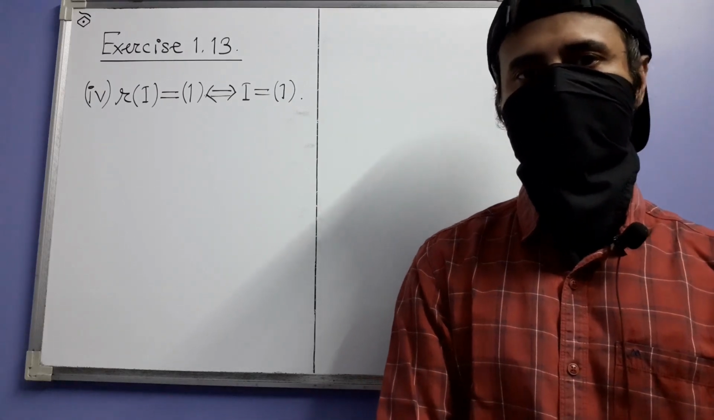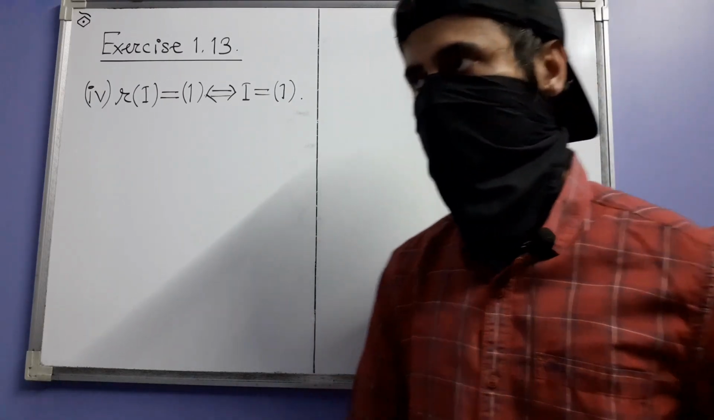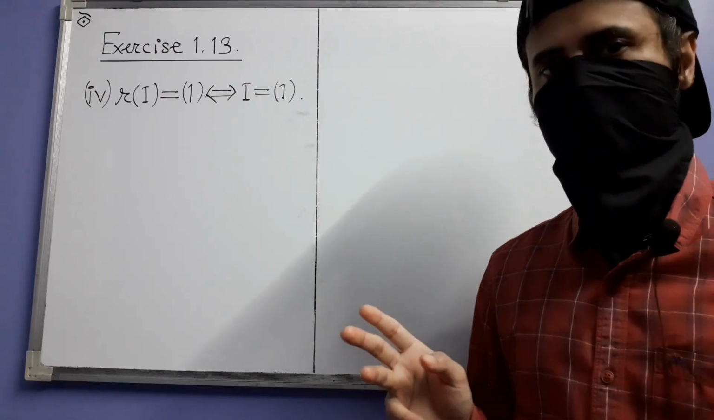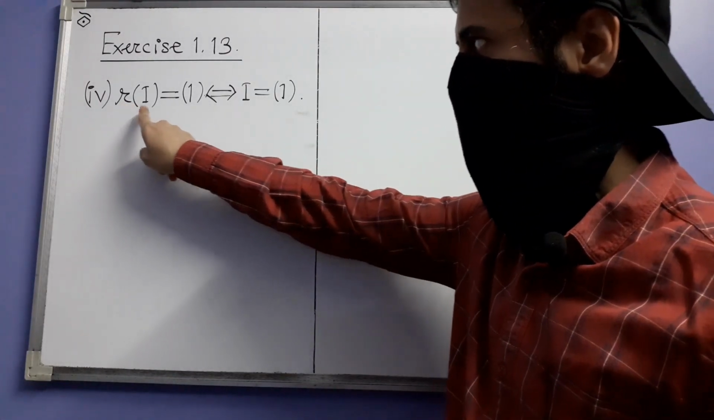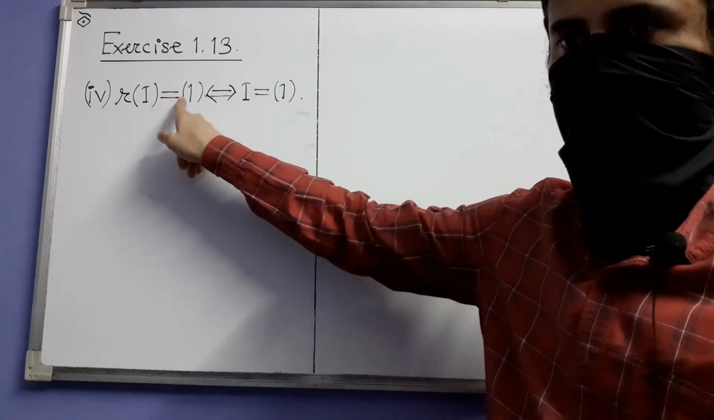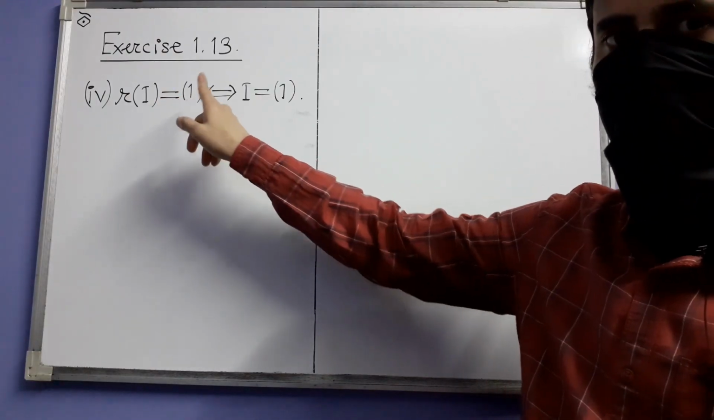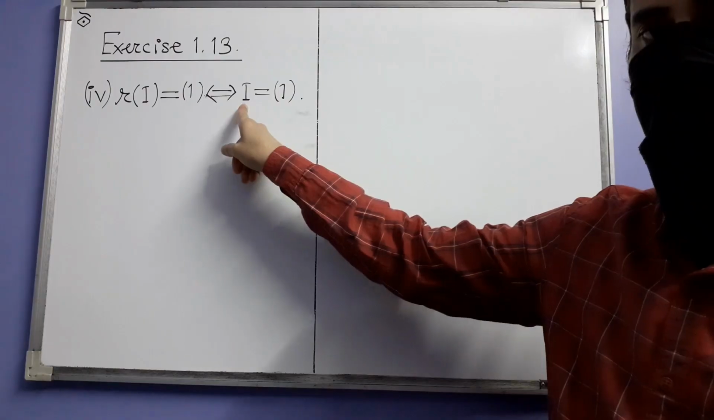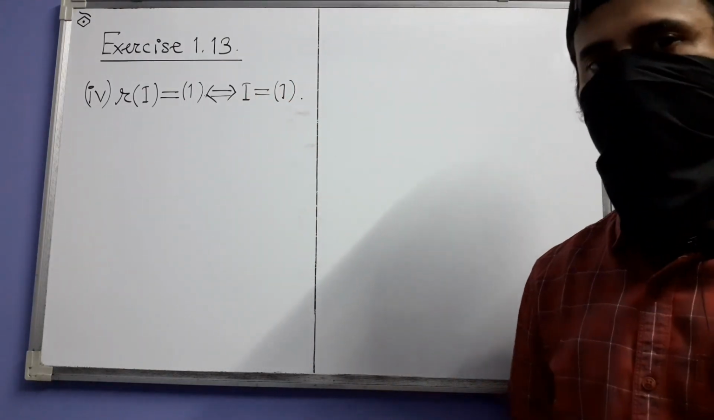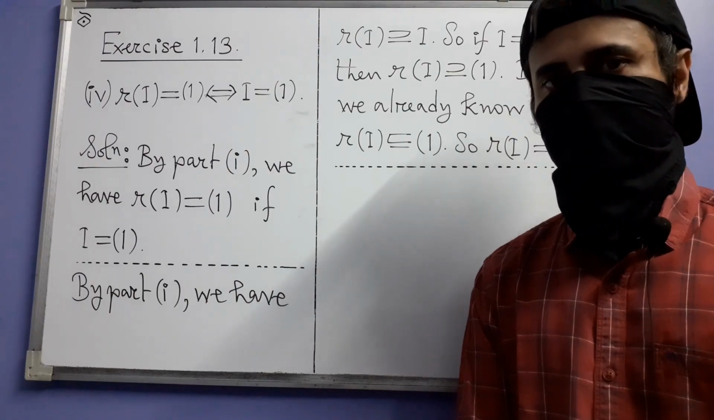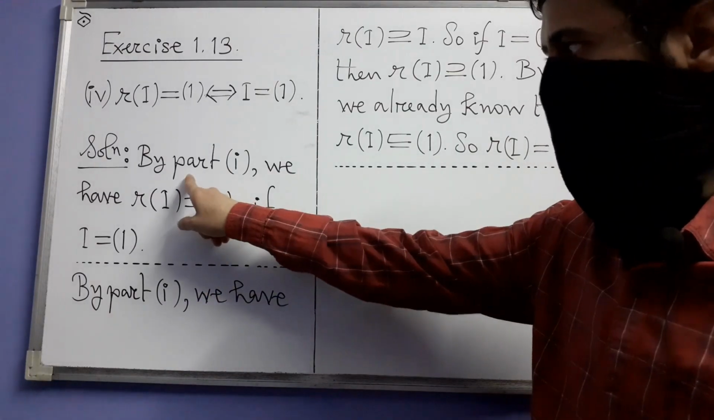So let us complete this exercise today. We have solved the first three parts so far, so this is the fourth one. Here we have to prove that the radical of an ideal I equals the entire ring if and only if the ideal I itself is equal to the entire ring. So let's solve this. In the solution we start like this.